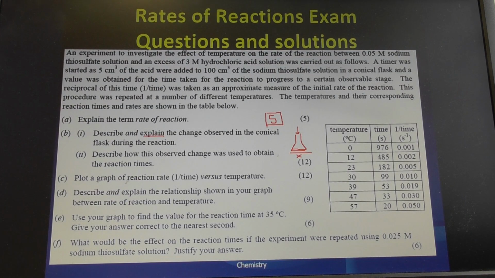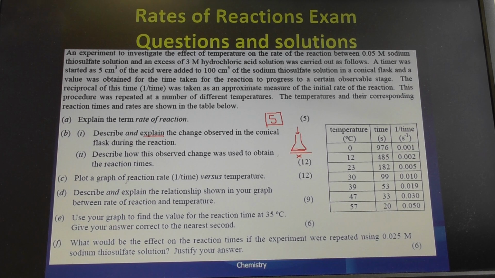What would be the effect on the reaction times if the experiment were repeated using 0.025? You need to think about this. What was the thiosulfate here? It was 0.05, so this is a 0.025, so it is a weaker solution, so the reaction times would most likely double.